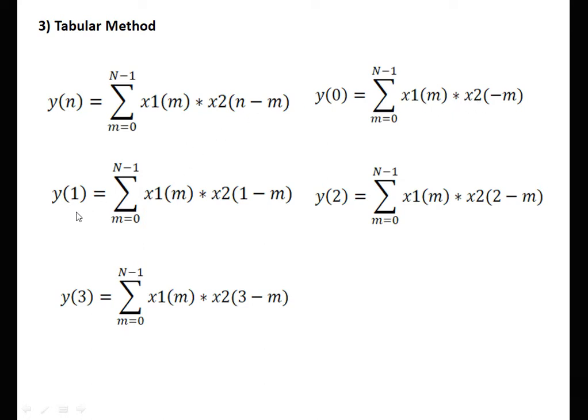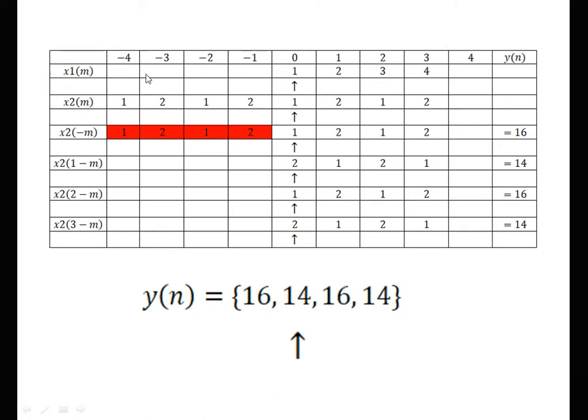Next, instead of 0, we put the next one. Here what we are doing is multiplying the x1 signal with the x2 signal, which is flipped and delayed. So it is flipped, that is minus m, and delayed by 1. In the next case, the input signal and the x2 signal are multiplied, where x2 is flipped and delayed by 2 units. So in this way we require to do the signal manipulation or signal sketch operation. In this way we first do y of 0, y of 1, y of 2 and y of 3.